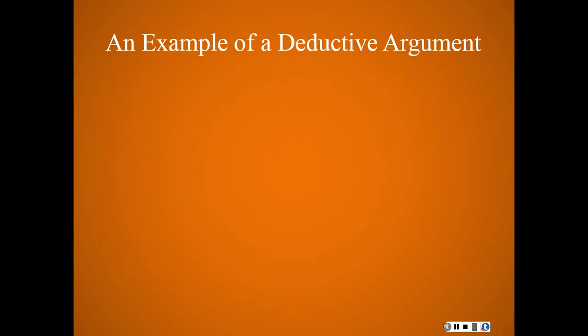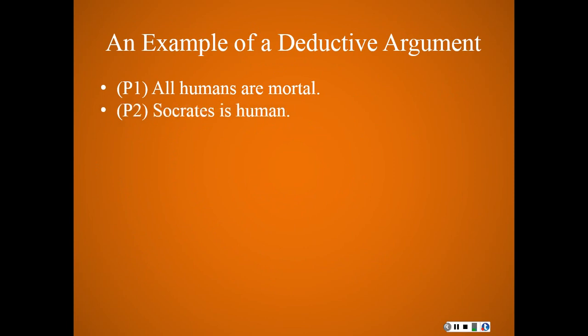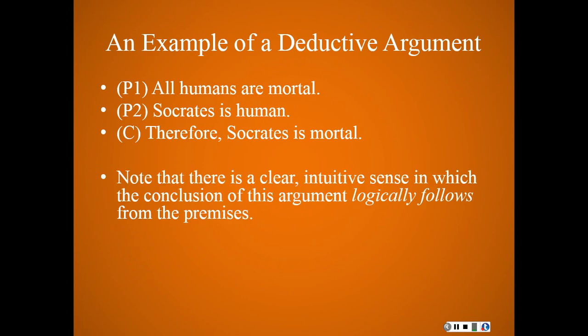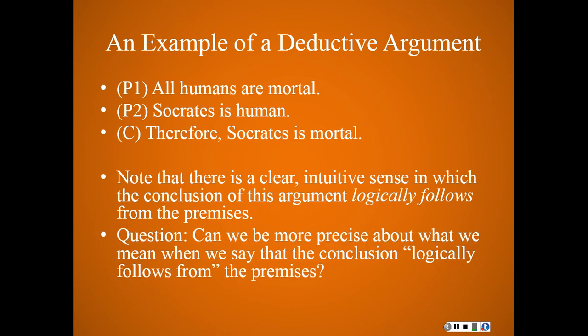What's an example of a deductive argument? Here's a fairly classic example of one that you may have seen before, and it goes like this. All humans are mortal. That's the first premise. Second premise: Socrates is human. Conclusion: Therefore Socrates is mortal. Now note that the conclusion of this argument logically follows from its premises. Intuitively, you can see that that is true.